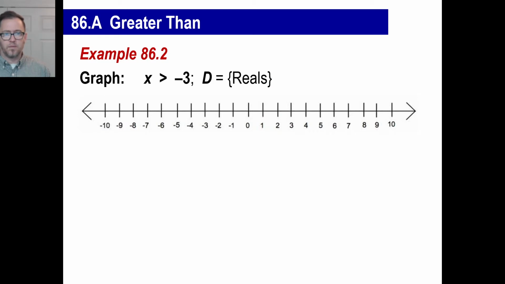All right, here's another one. X is greater than -3, and we're allowed to use all real numbers. Well, if it's greater than -3, it looks like this. We're going to open circle there. And all real numbers means every single number, even ones between the integers.